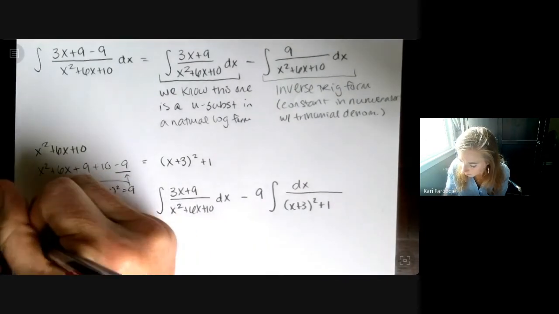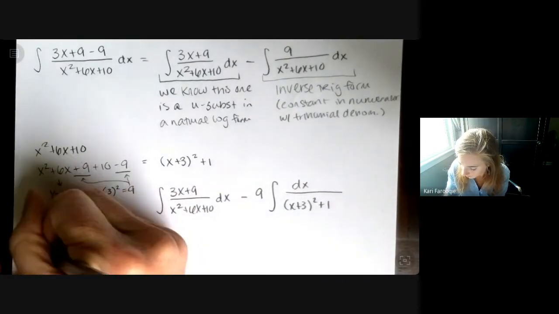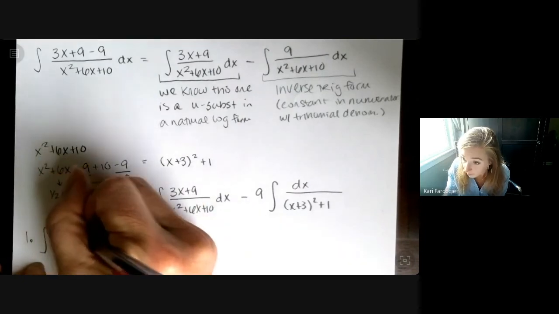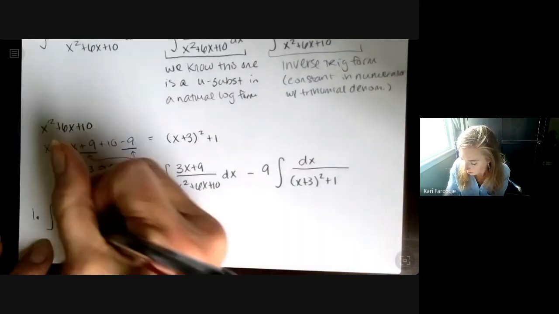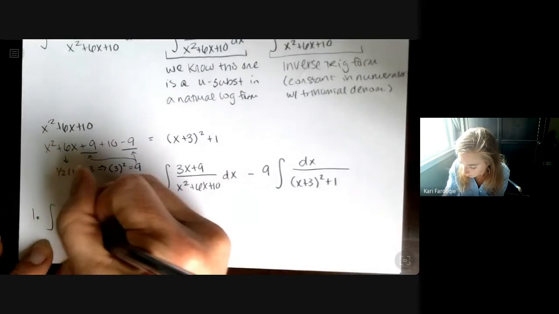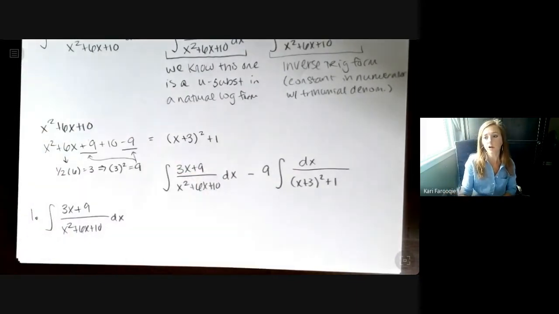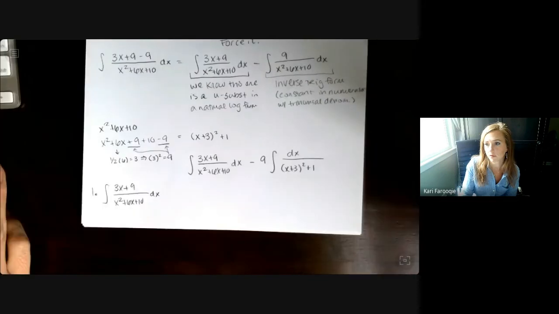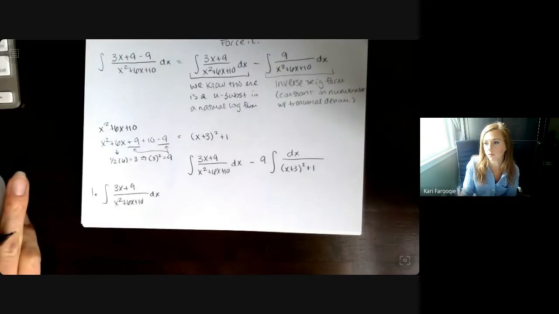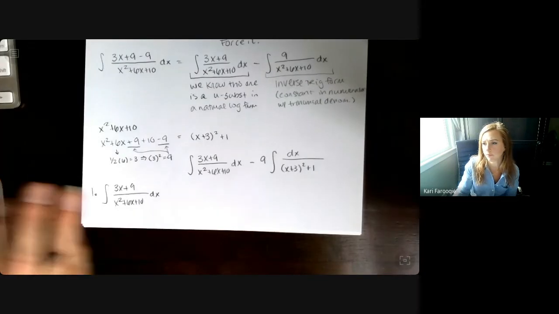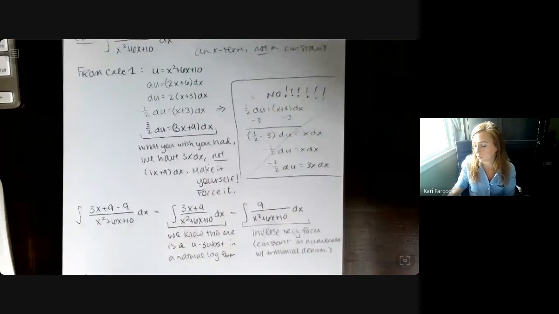Your first integral, 3x plus 9 divided by x squared plus 6x plus 10 dx. Well, you actually already did the work for that one. It's all the way up at the top. Probably a faster way of zooming in and out. All that work was here.